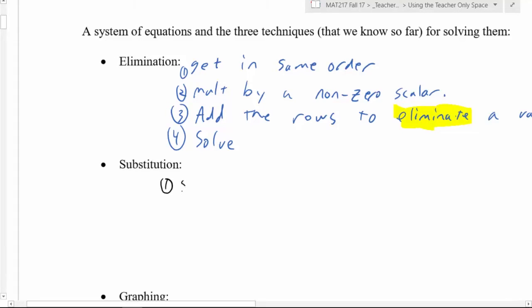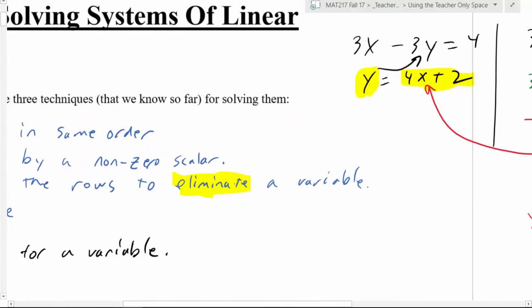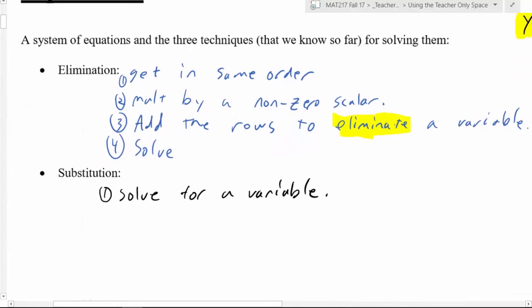Okay, so substitution technique. What is the idea? Step 1, and this problem already had it done, but you solve for a variable. And it doesn't matter which equation you pick. You could have used the top equation, you could use the bottom equation. They're just written top and bottom arbitrarily. It doesn't matter which one's on top. So you just pick whichever has the easiest variable to solve for. Okay, solve for a variable.